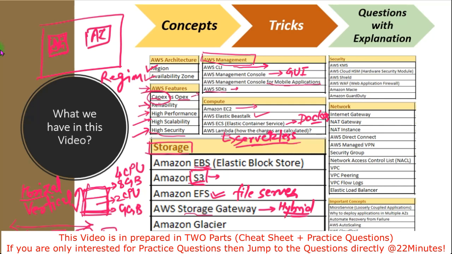Next is Amazon Glacier, which is used when we want to keep data for a longer period of time. That means whenever we need it for archive purposes, archive data which is not frequently used, we can keep it for a longer period of time. Whenever we are looking for a cheap solution for that, then it is Amazon Glacier.